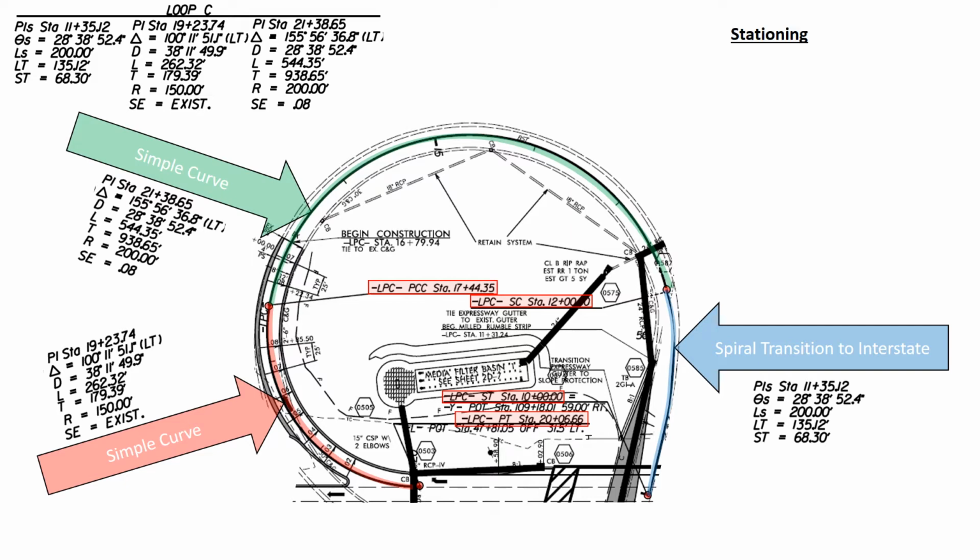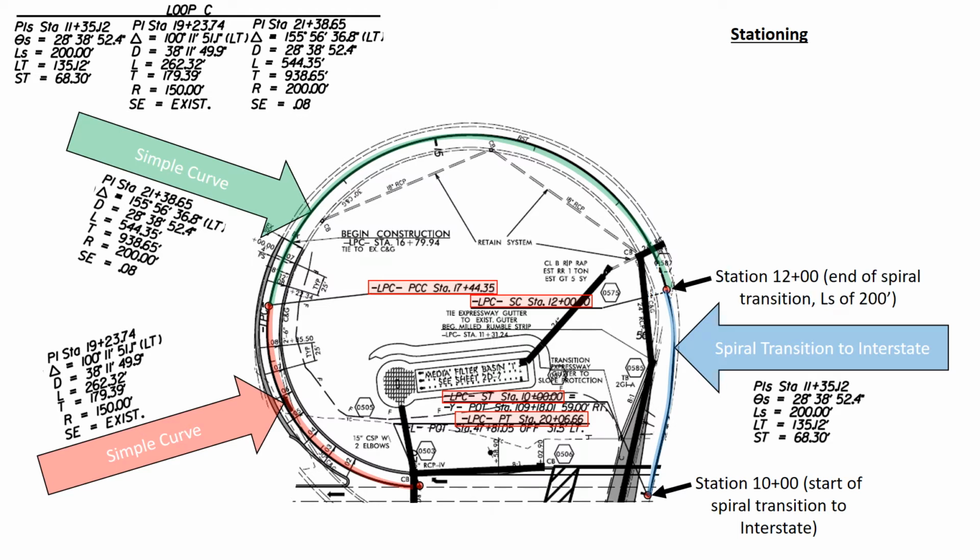In terms of the stationing, again, summarizing what's going on, we had station 10, and that's the start of that spiral transition to the interstate. Station 12, which is the end of the spiral transition, and we were given that length of spiral of 200 feet. And we can do the math between station 10 and station 12, that's 200 feet, and that's our spiral transition. Then we have station 17 plus 44.35. Again, that's the PCC. And that's the end of the simple curve that had a length of 544.35 feet and a radius of 200 feet. So that's our larger radius curve.